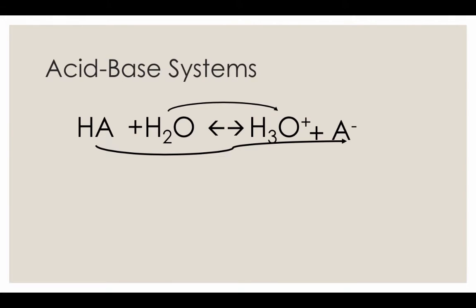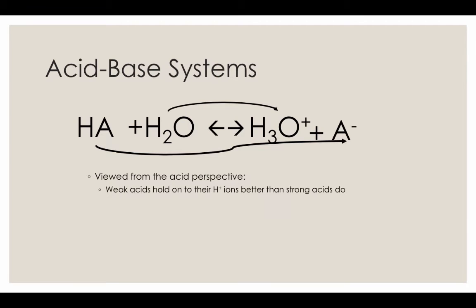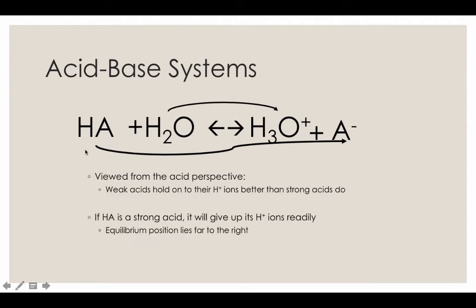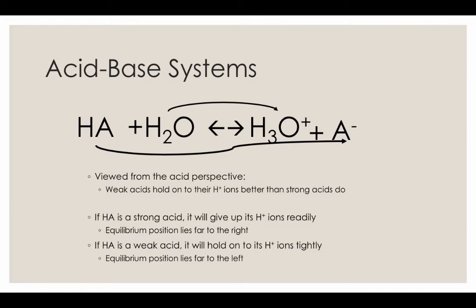We can also consider the same system from the perspective of acids. Weak acids are able to hold on to their H+ better than strong acids are. In other words, weak acids don't allow bases to take their H+ as well as strong acids do. If HA is a strong acid, it will readily give up its H+ ions. Therefore, the equilibrium position will lie far to the right. If HA is a weak acid, it will hold on to its H+ ions very tightly, thus causing very little forward reaction to occur, and our equilibrium position will lie far to the left.